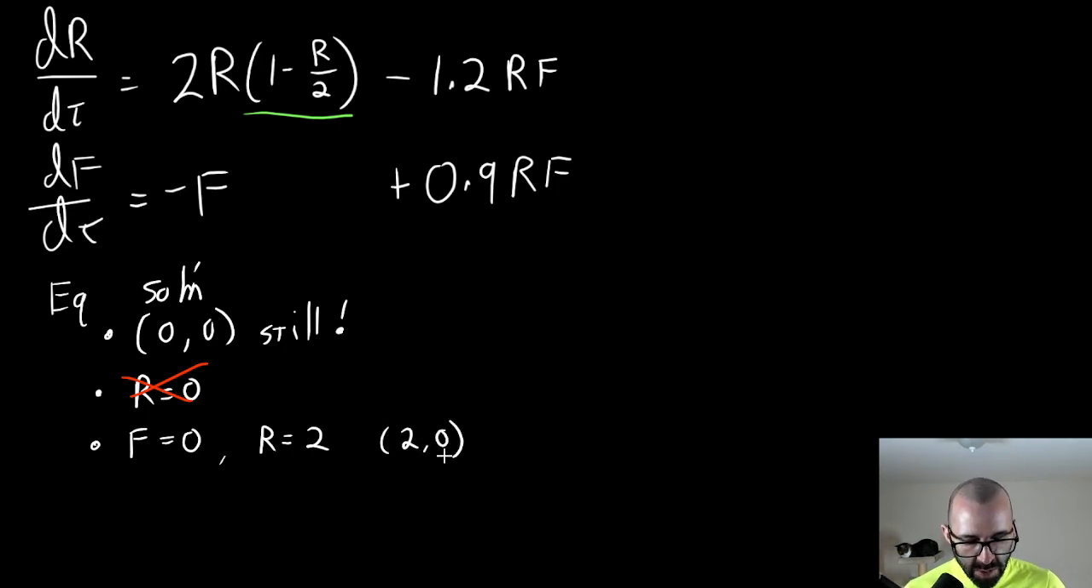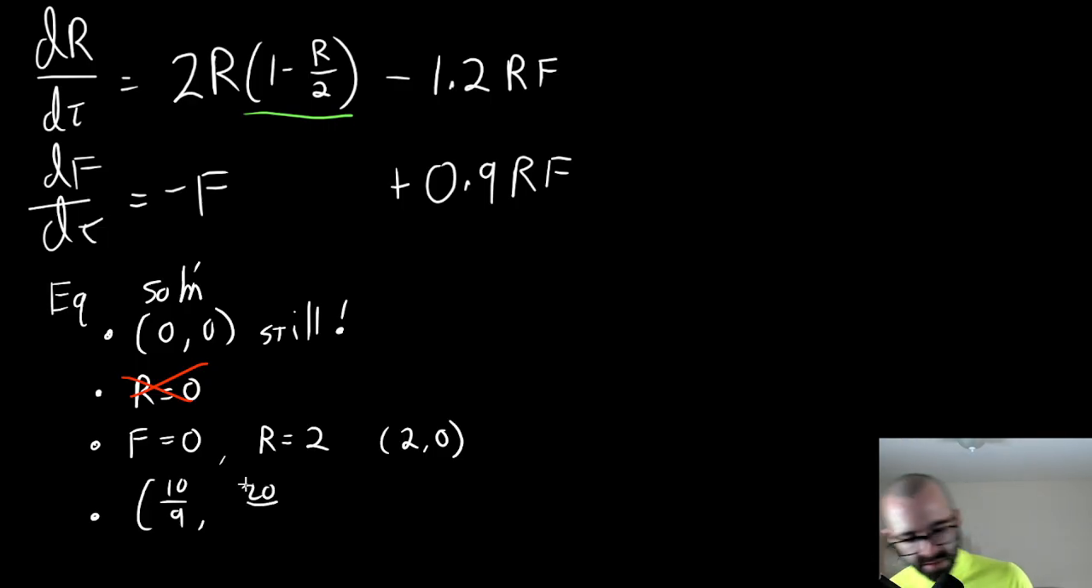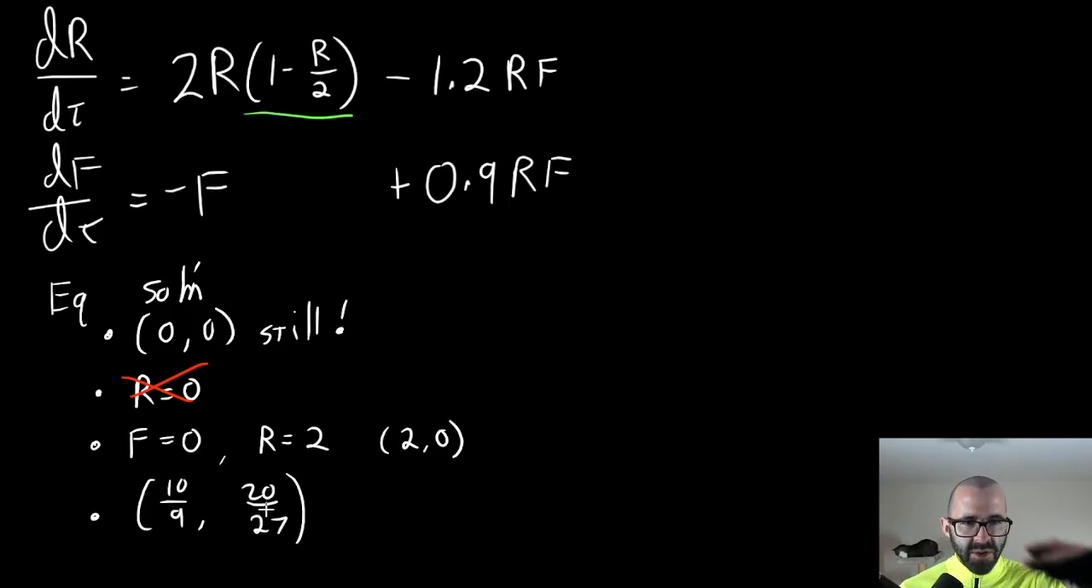So F equals 0 means that R equaling the carrying capacity will also be a solution, right? That's equilibrium solution 2, 0. There's also an equilibrium solution of 10/9, which is the same as before, I believe, and 20/27. Previously we had 1.1 and 1.6. So the fox population equilibrium point got smaller, which makes sense because the rabbits aren't going to grow as much. The fox population is going to be dampened a bit.